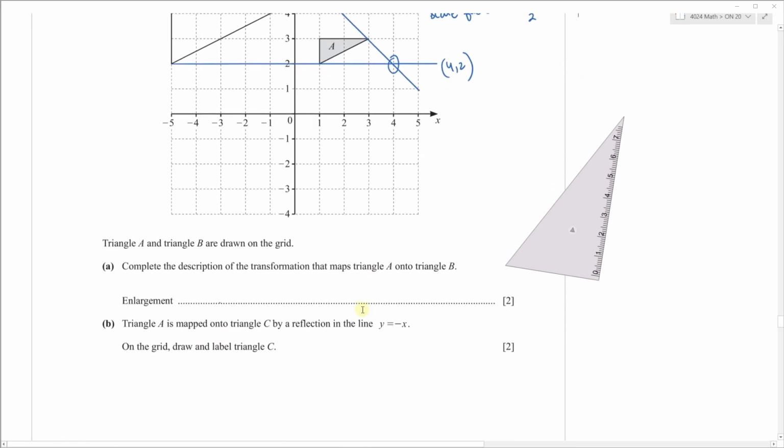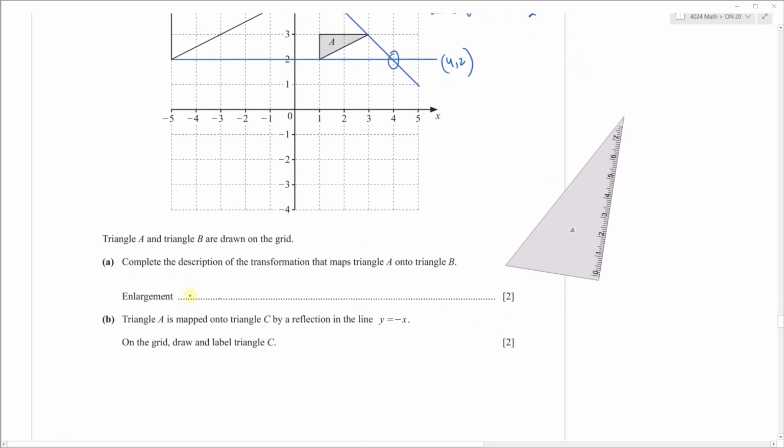So now you can write that this is an enlargement with center 4, 2 and scale factor 3. Part B is triangle A is mapped onto triangle C by a reflection in the line y equals minus x. On the grid, draw and label triangle C.